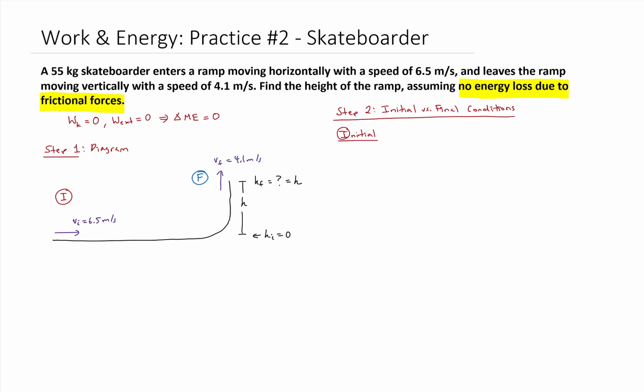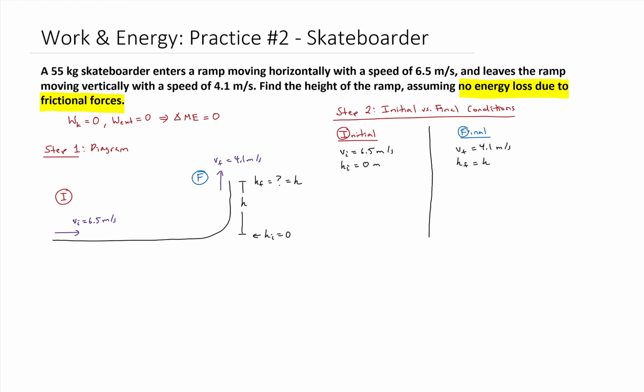I for initial, and F for final. So with our initial conditions, we know that VI is equal to 6.5 meters per second, and we know that HI is equal to 0 meters. In our final condition, we know the skateboarder has a final speed of 4.1 meters per second and a final height of h.